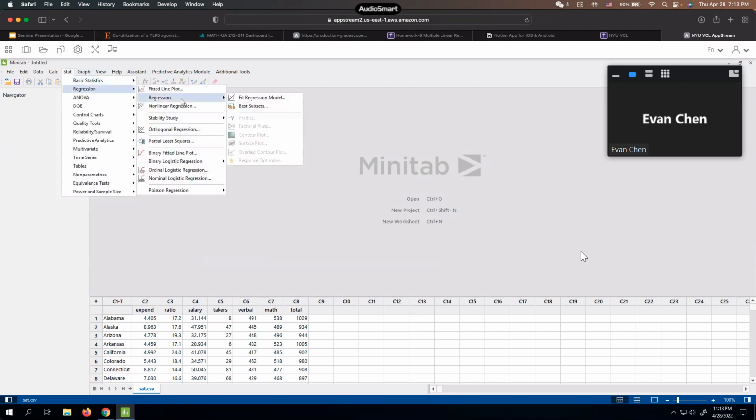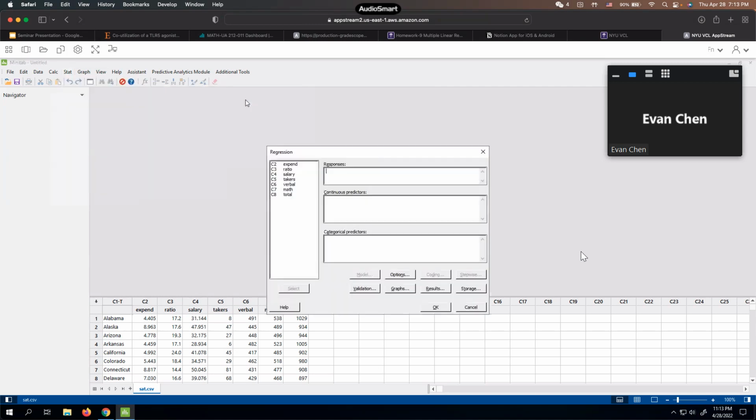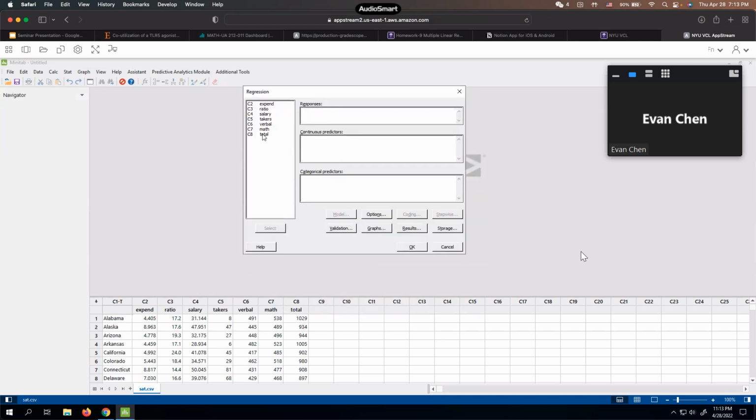So it's regression, regression, then best fit regression model, right? Fit regression model. Yeah, that's it. It leads to this one. I guess you can choose four as predictors. You can choose multiple.